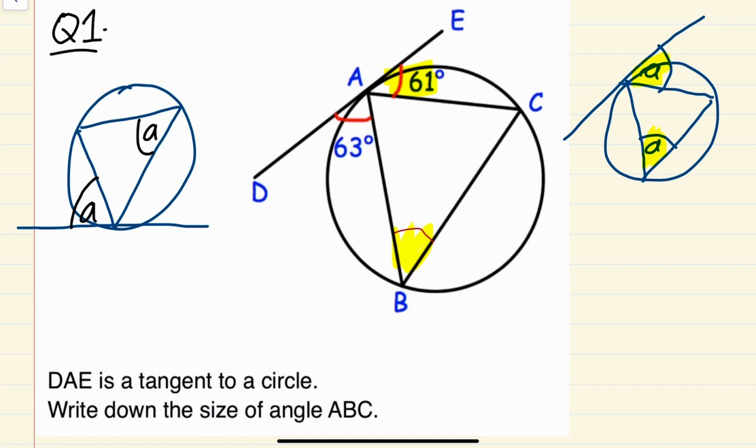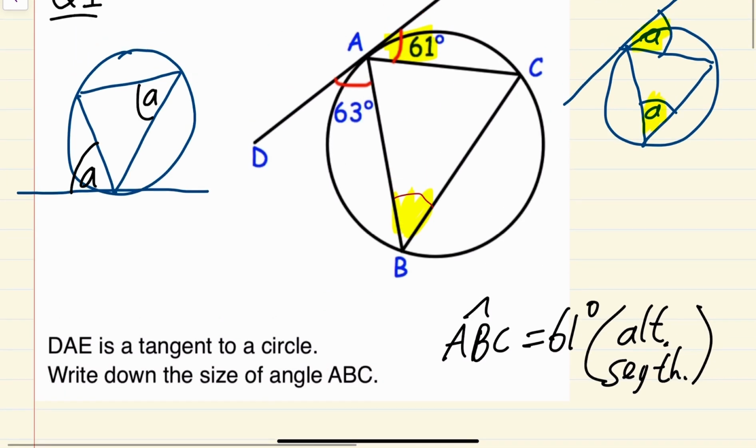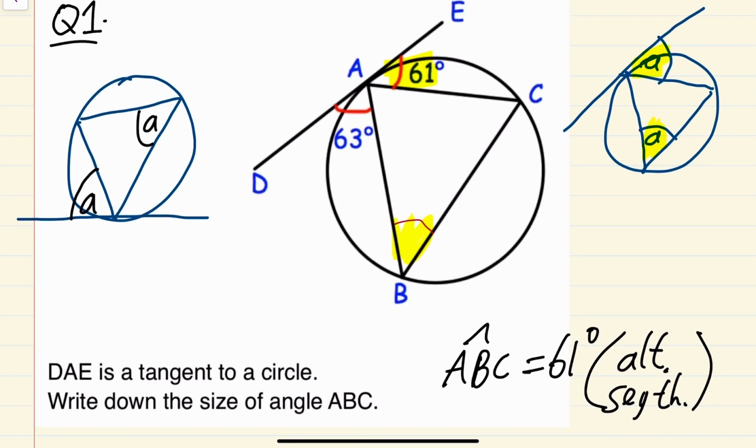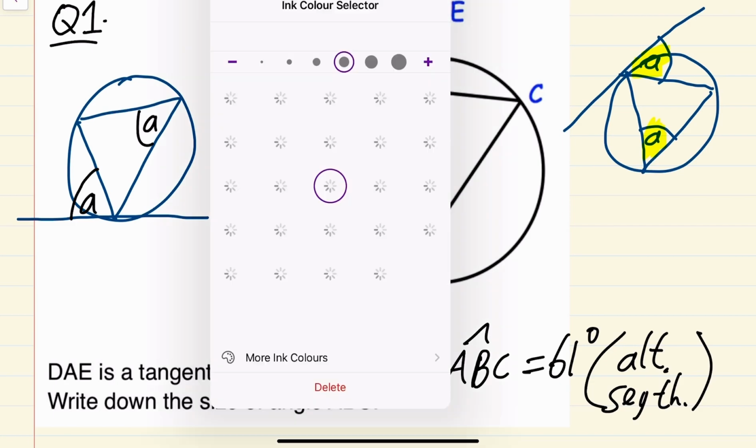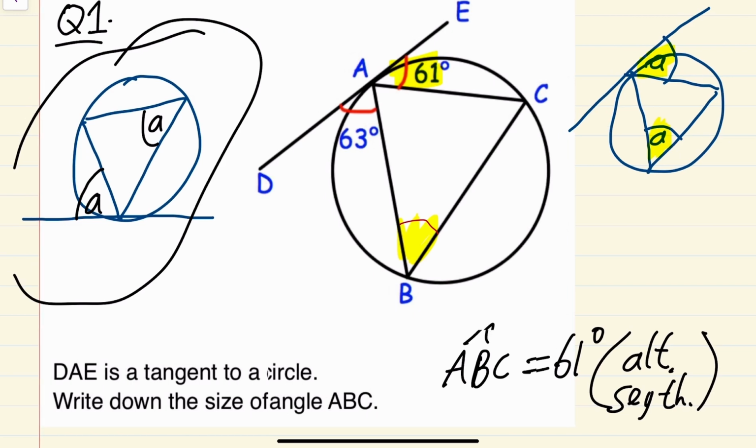So the angle ABC is just equal to 61 by the alternate segment theorem. So that's where that comes from. Again, just to go through, this is very common. This is how you've learned this thing. You've learned it like this, but rotate your page so it looks the way that it is on the page, and it just makes life so much easier for you.